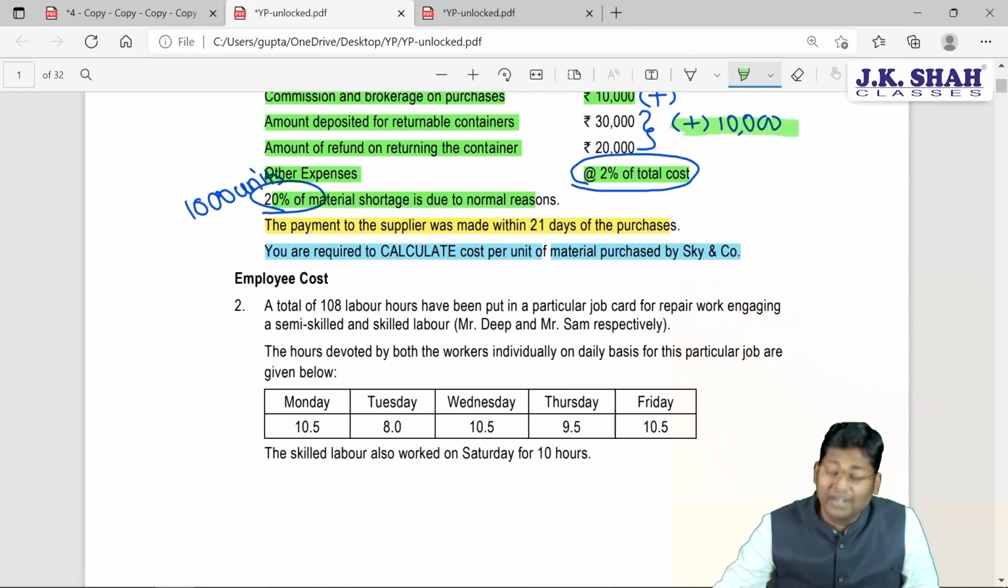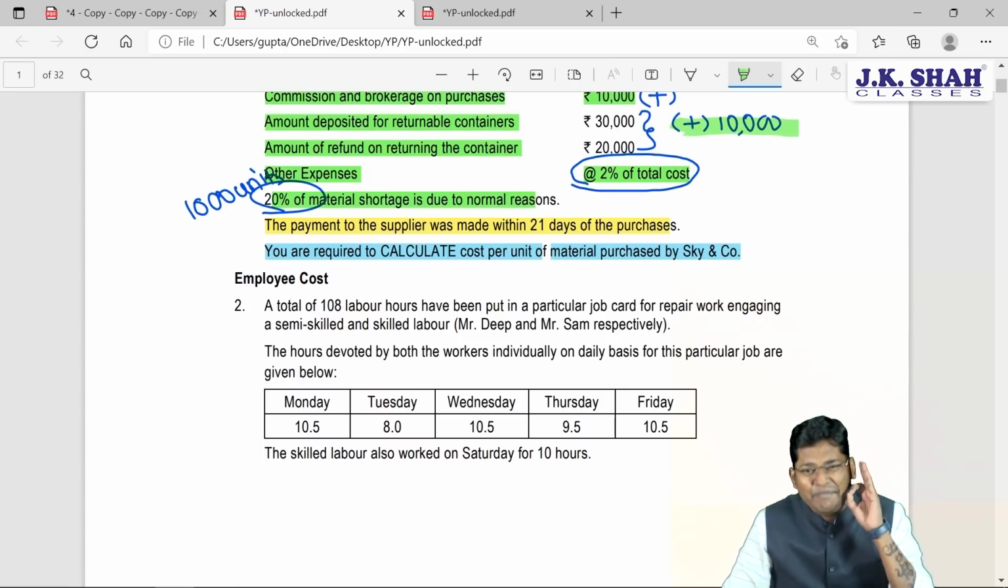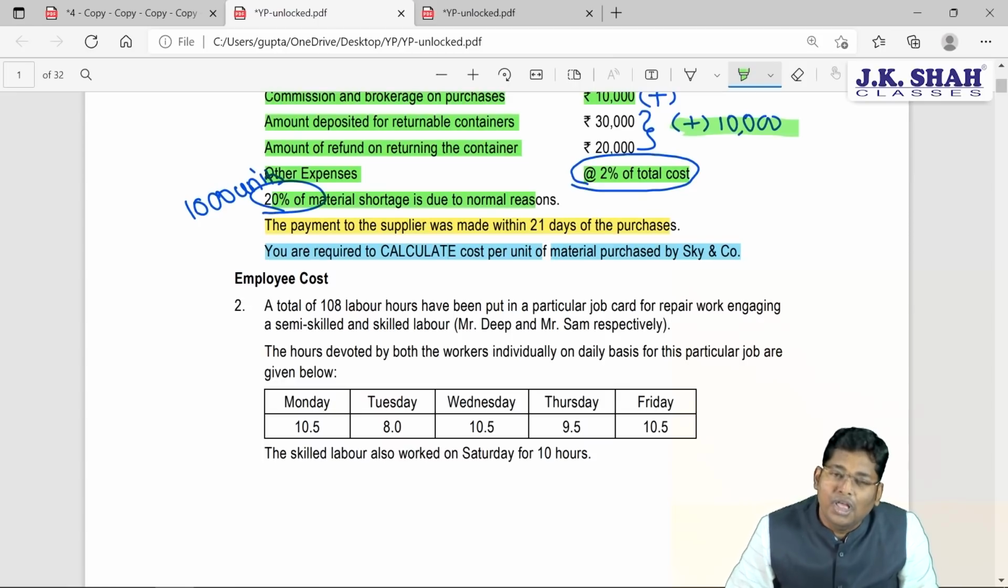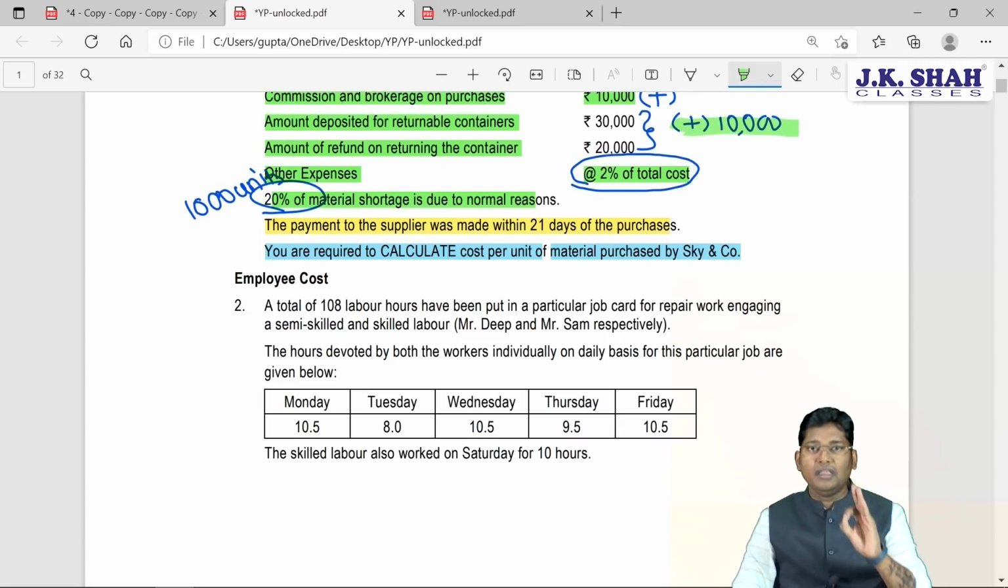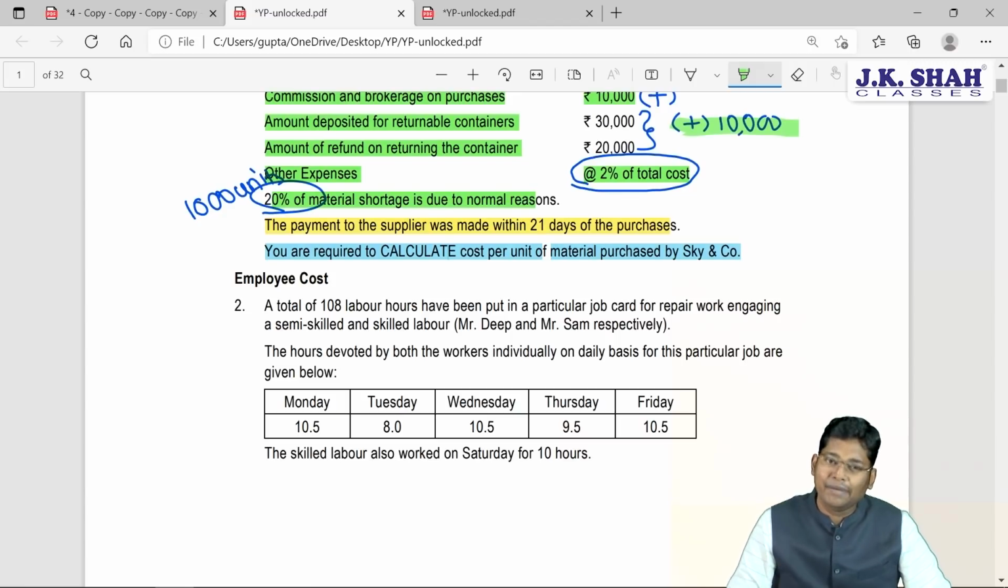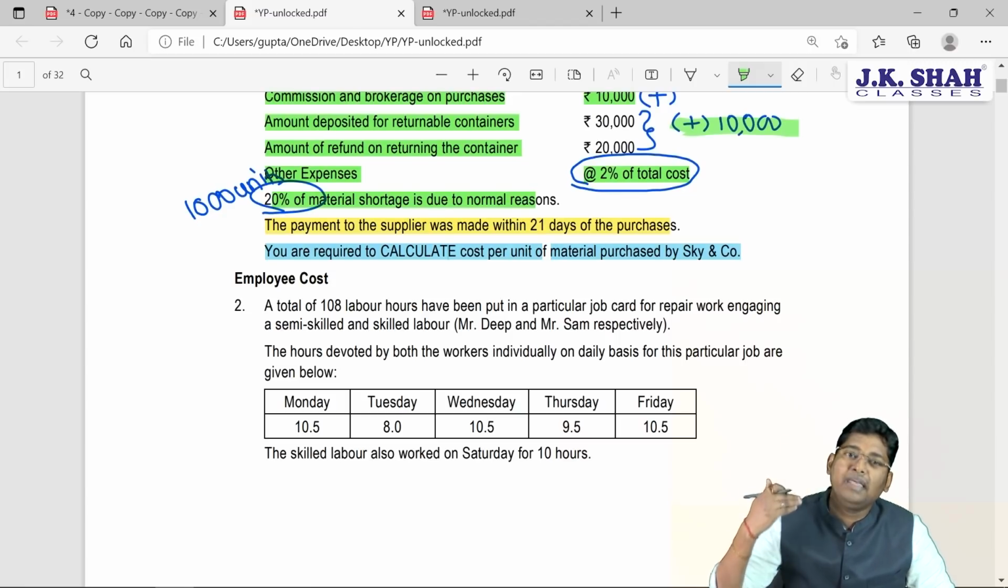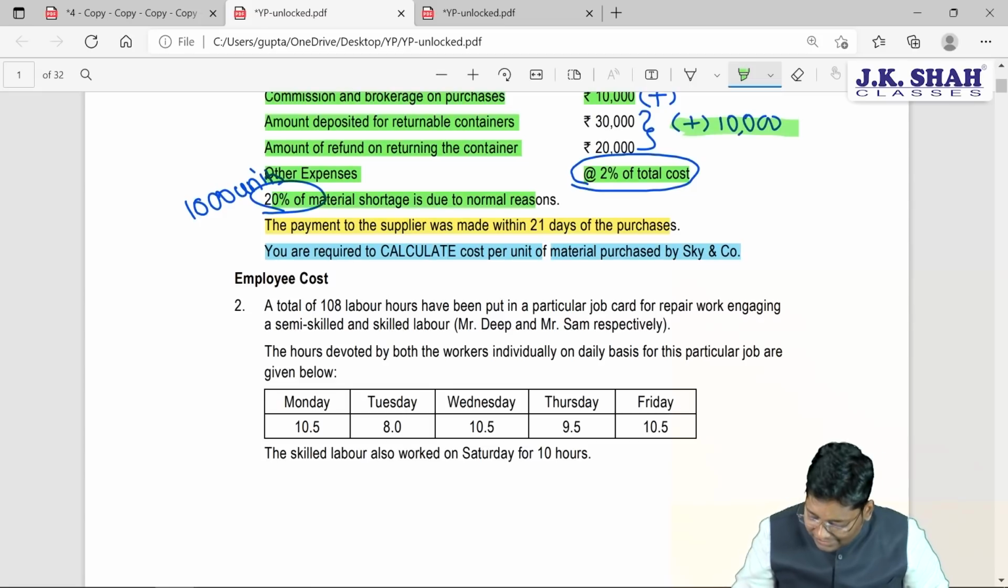the chapter called employee cost, and the same kind of question is there in the ICSI study material, ICSI textbook. You can refer to that particular question. The same question, number 14, is given in the May 22 textbook. If you check, you are going to get the same numbers but for different employees. Now, same question, let's discuss question number 2, which is from employee cost.